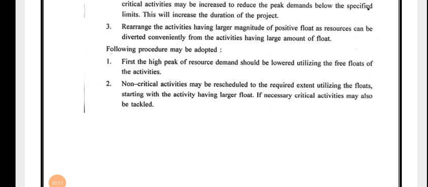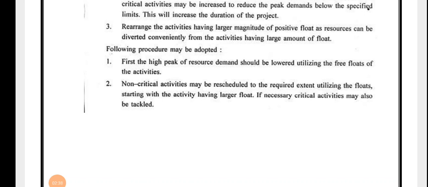The following procedure may be adopted. First, the high peak of resource demand should be lowered utilizing the free float of the activities. Non-critical activities may be rescheduled to the required extent utilizing the floats, starting with the activity having larger float if necessary. Critical activities may also be taken.